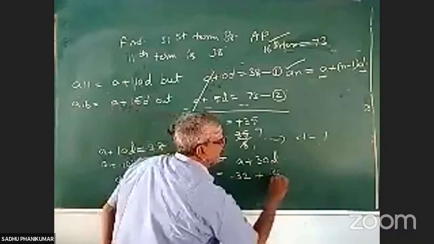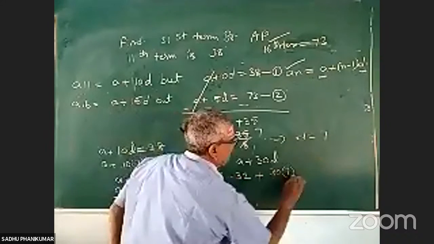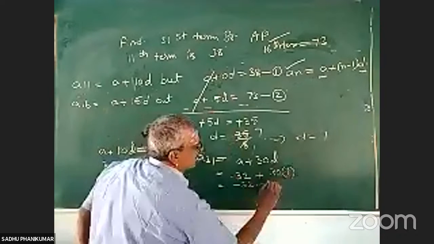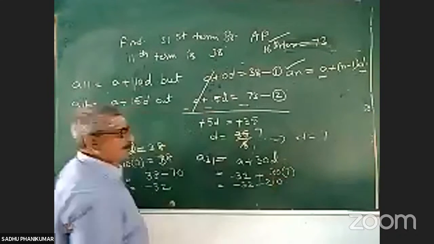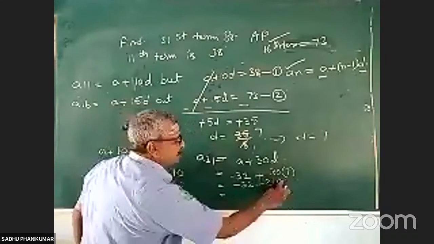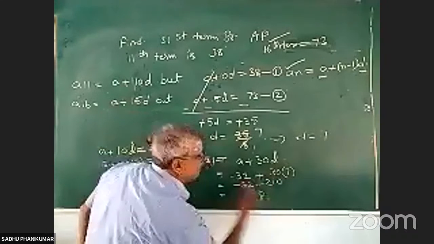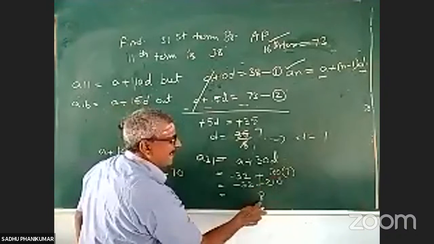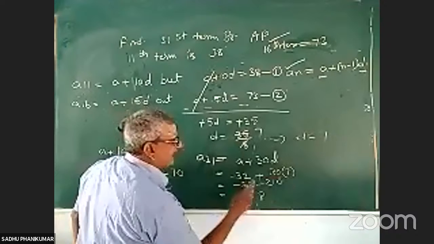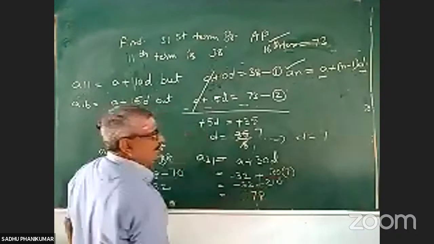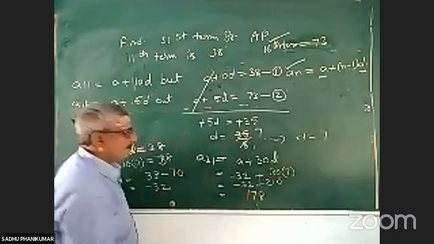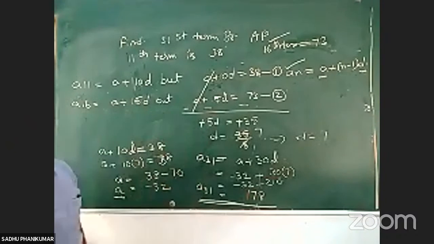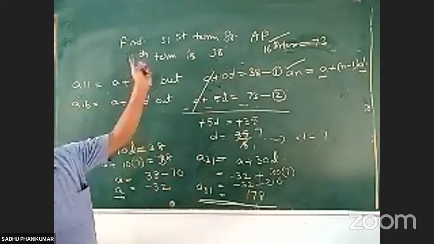30 into D. What is the value of D? 7 is D. So minus 32 plus 7 threes are 210. So that is 210 minus 32, which gives A31 is equal to 178.